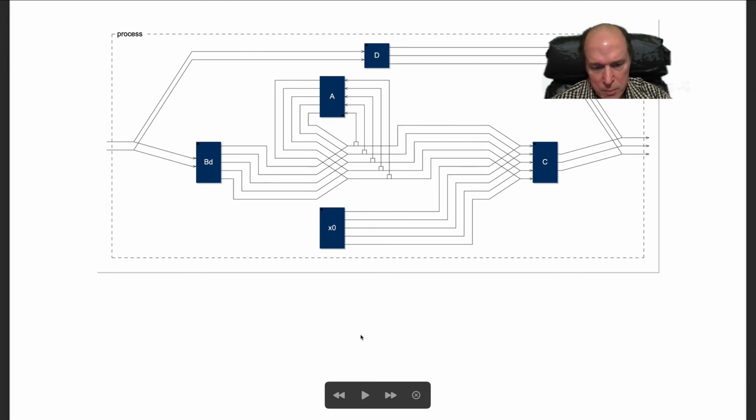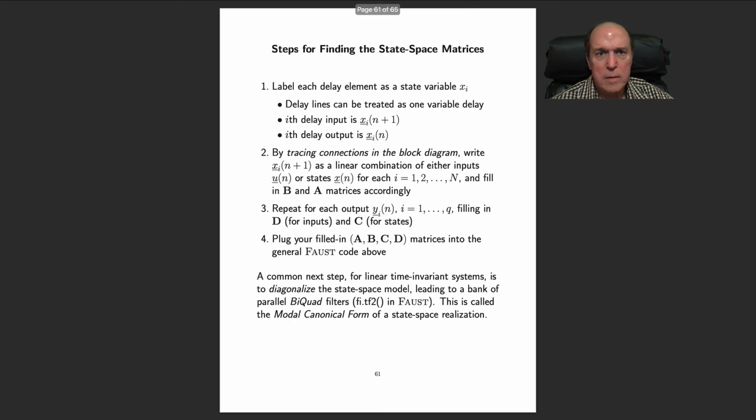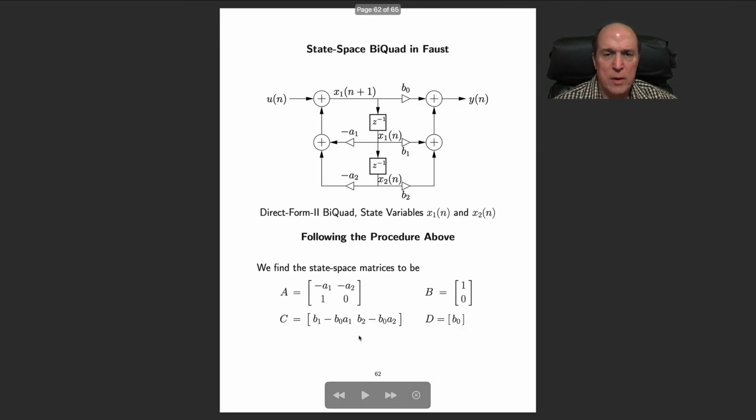Let's go back to this mode. There we go. All right, so to use this, we have to get these state space matrices. How do we get our A, B, C, D matrices? It's actually very straightforward. Let me jump to an example here. This is a biquad in direct form 2, a basic direct form 2 digital filter of order 2.